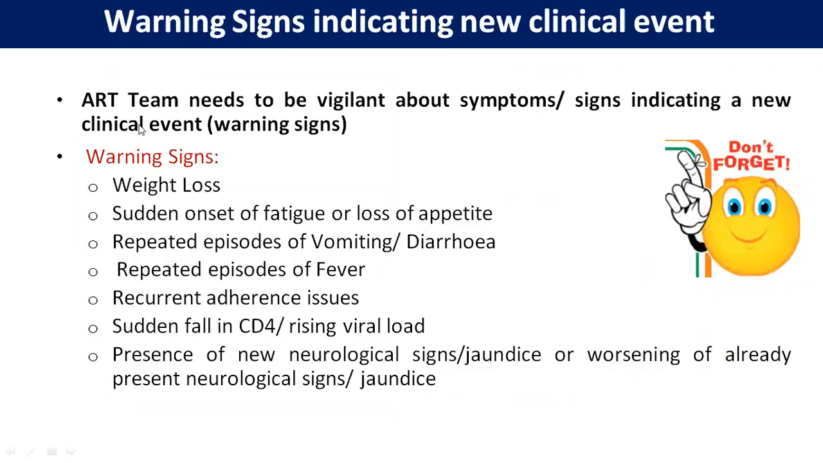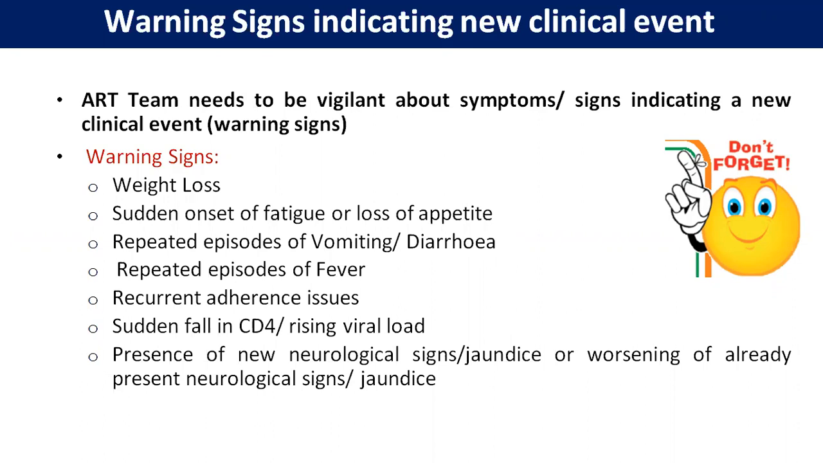So what are the warning signs? Weight loss, sudden onset fatigue and loss of appetite, repeated vomiting or diarrhea, repeated episodes of fever, recurrent adherence issues, sudden fall in CD4, rising viral load, presence of new neurological signs like convulsion, regression of milestones, jaundice, or worsening of already present neurological signs. This is called regression of milestones. These are the warning signs that there is some problem. And don't hesitate to send the patient to the pediatrician if you are not able to diagnose these things.